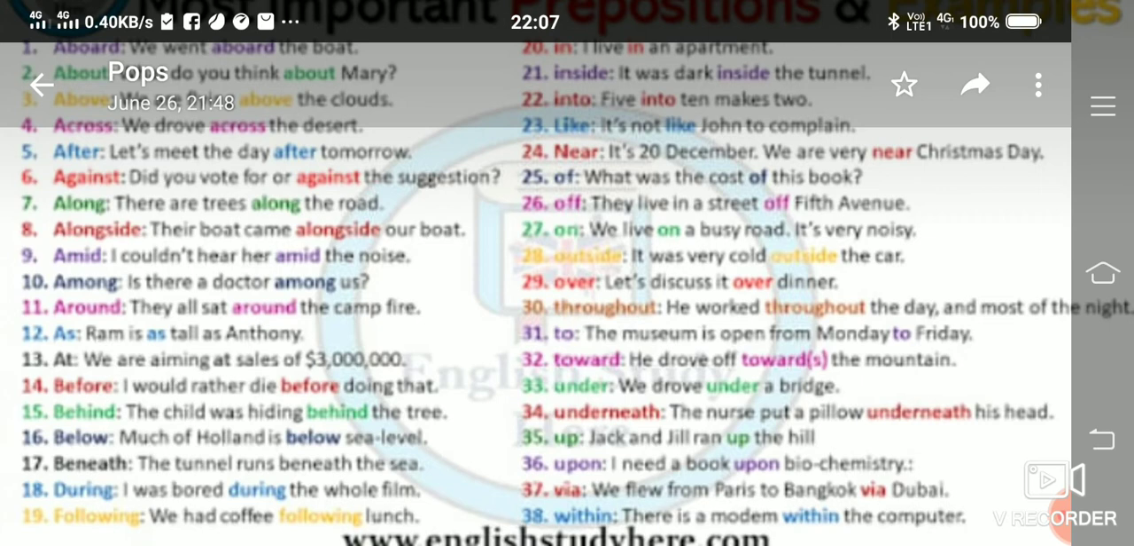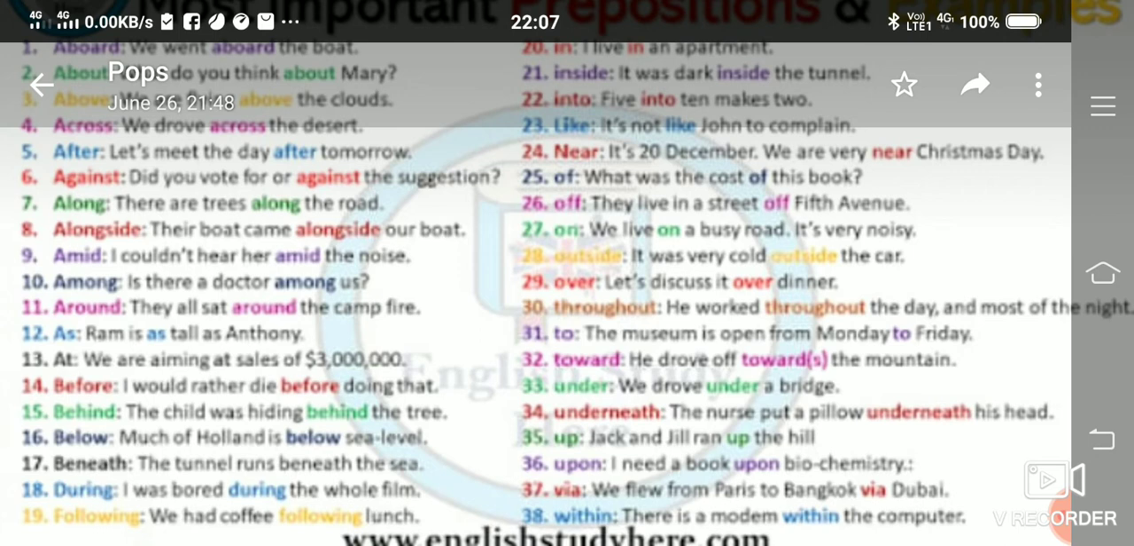Up: Jack and Jill ran up the hill to fetch a pail of water. Jack fell down and broke his crown, and Jill came tumbling after. Do you all remember that nursery rhyme? Now we come to the next example.